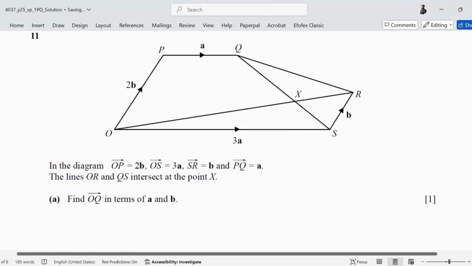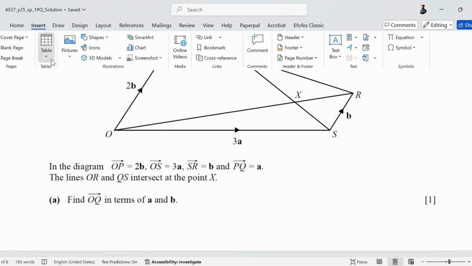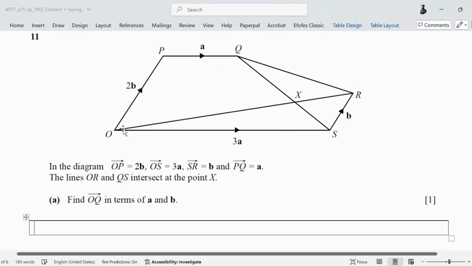Question number 11 is regarding vectors. OP is 2B, OS is 3A, SR is B, and PQ is A. OR and QR intersect at point X. So we need to write OQ in terms of A and B. So if I want to go from O to Q, I can simply go O to P, which is 2B, plus P to Q.